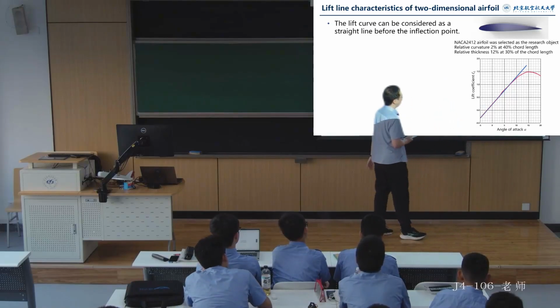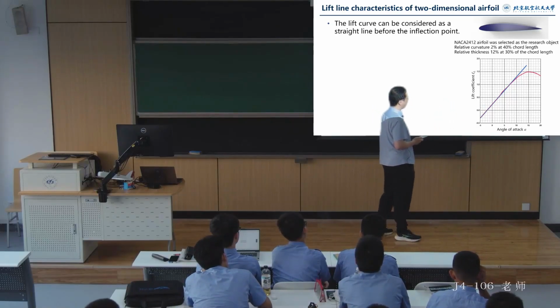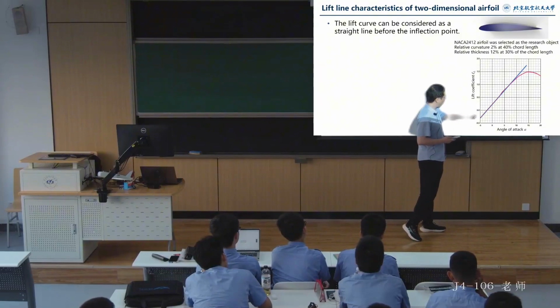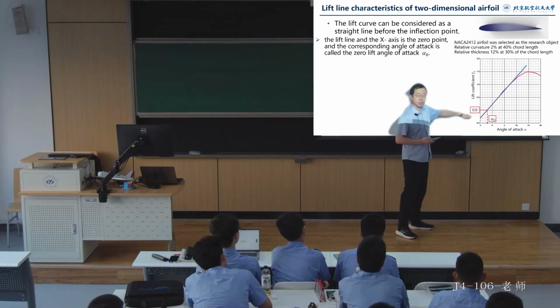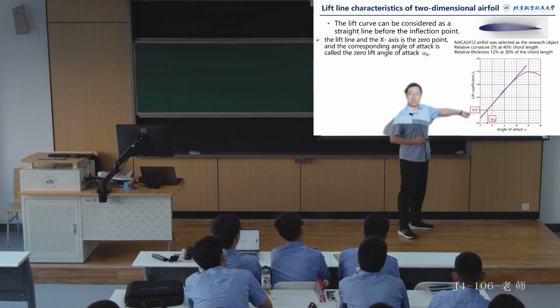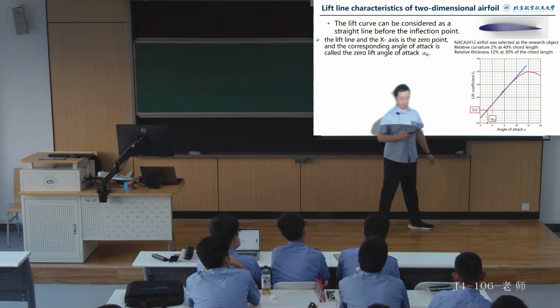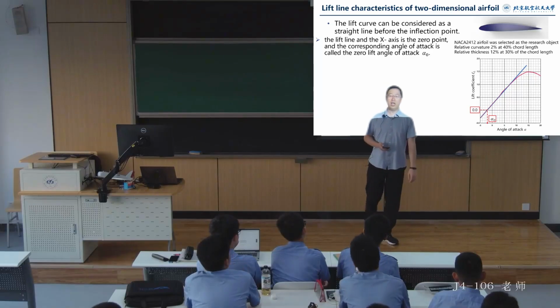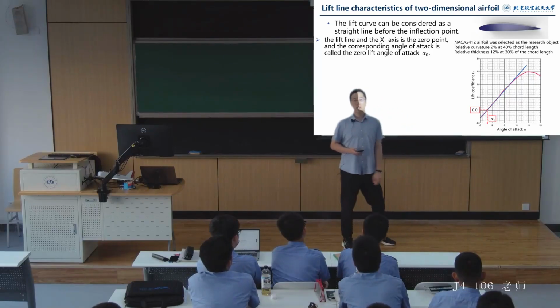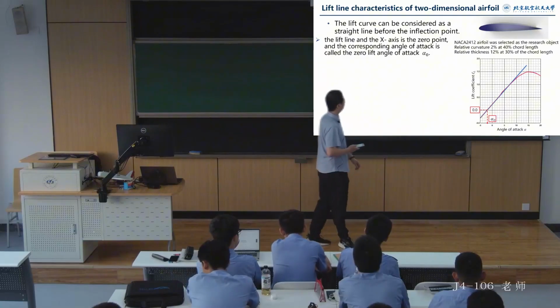On the lift line, we can first observe that this line corresponds to an angle with a lift coefficient of 0. What does it mean when the lift coefficient is 0? Lift is 0, right? So what do we call the angle of attack at which lift is 0? We call it the zero lift angle of attack. When at this angle of attack, the wing will not generate lift.